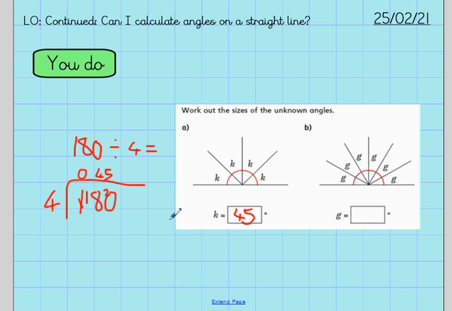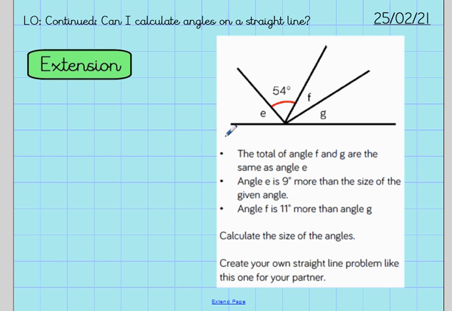So we're going to have to think carefully, okay, about these calculations to work out the divisions on a straight line. Once you've had a go at all of those questions on the worksheet, there is an extension to have a look at here. Okay, this is quite a tricky one, so you will need to think carefully, work through each step, okay, and see if you can use your reasoning skills to try and get to the bottom of this answer.